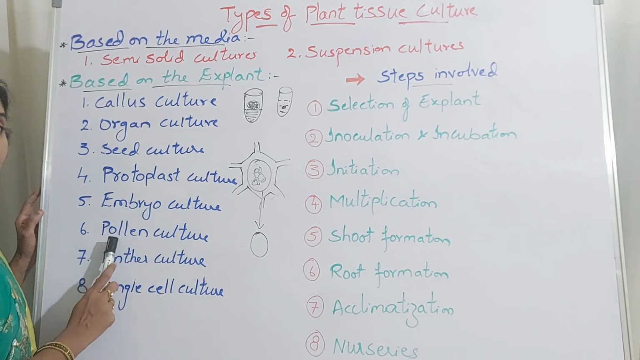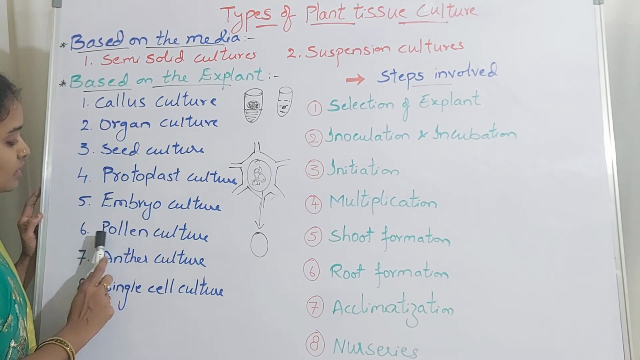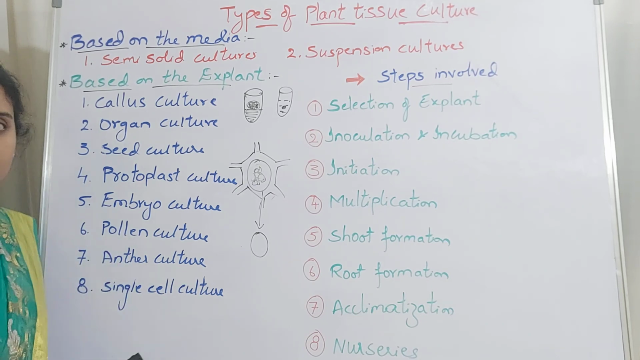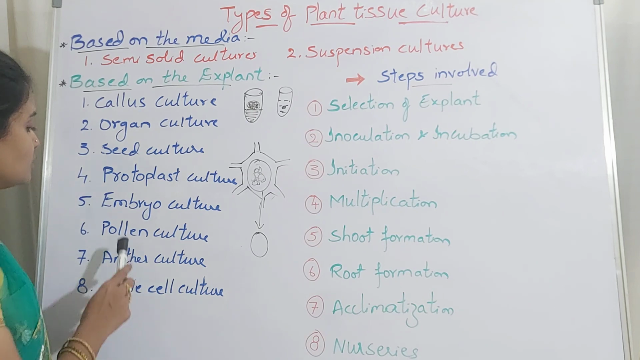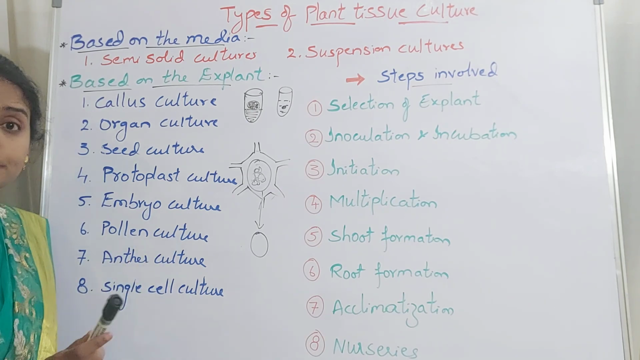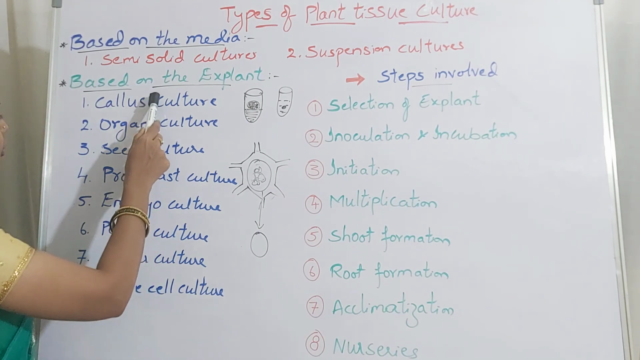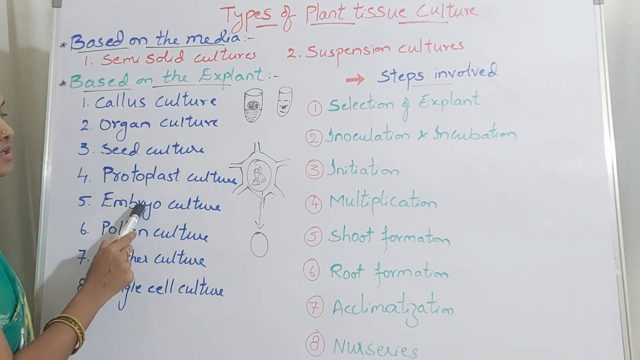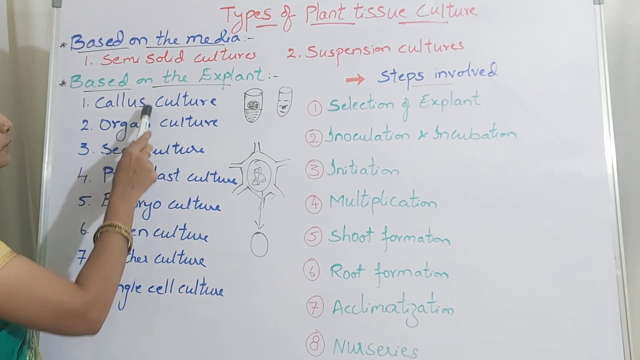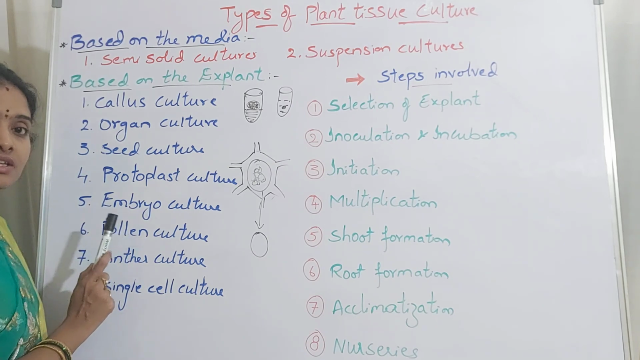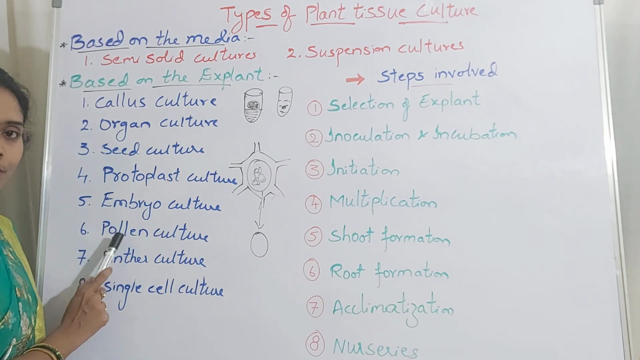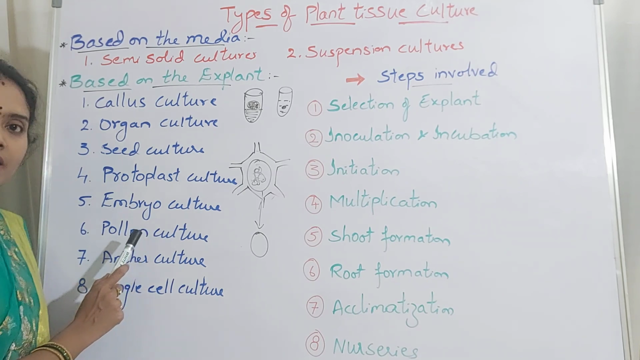Next, coming to pollen culture. Here the male gametes are the pollen grains, right? These pollen grains are cultured to produce haploid plants. See, in all these other cases, these are somatic cells where the diploid number of chromosomes is present, whereas here you are taking only the male gamete, that is the pollen grains, in order to produce haploid plants.